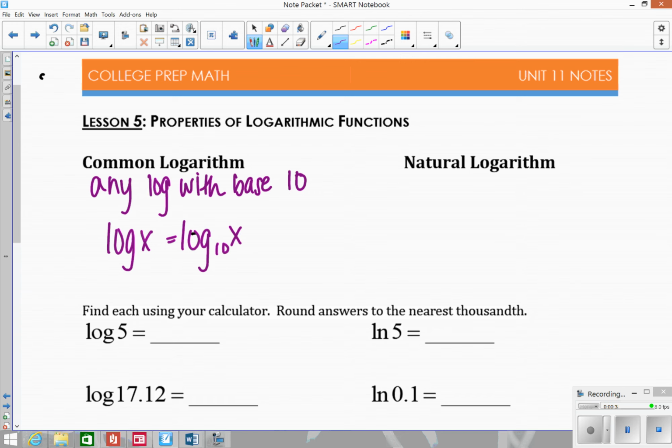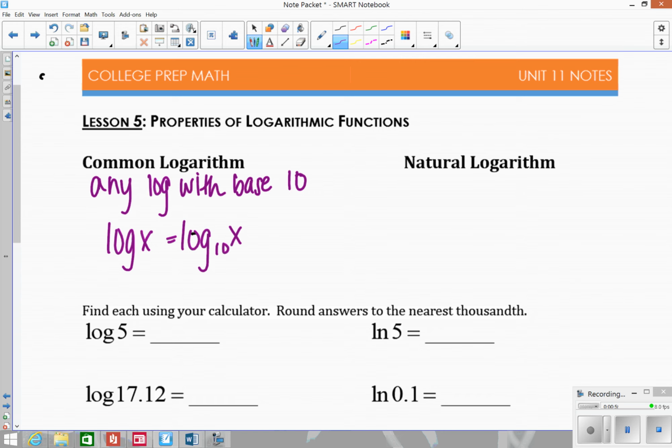These two things are equivalent. The reason we call it the common logarithm is that we commonly use base 10, but because it's the common logarithm, you don't always have to write the base. So basically, if you don't see a little subscript with a number, it's assumed that the log is base 10. So these two things are equal.